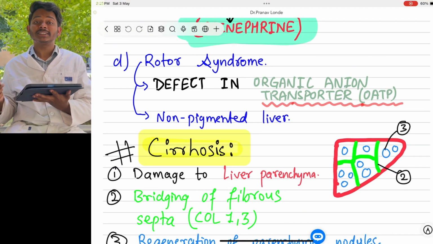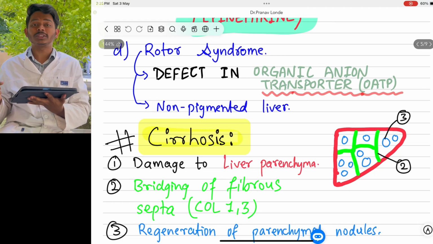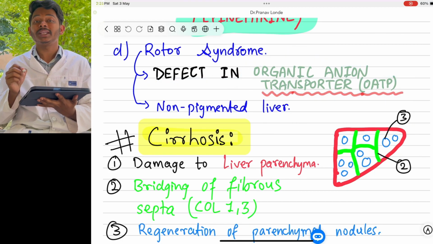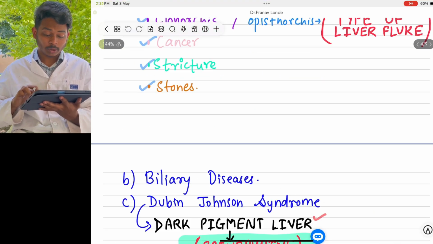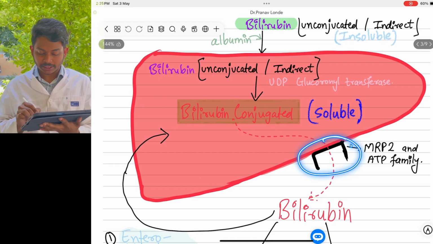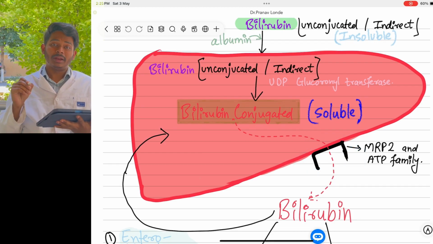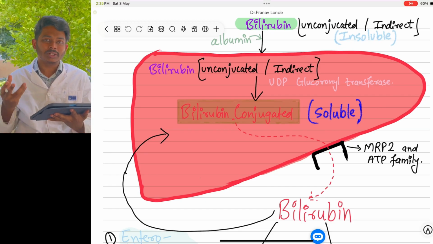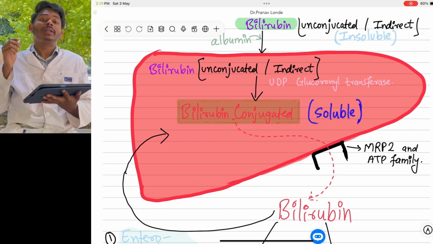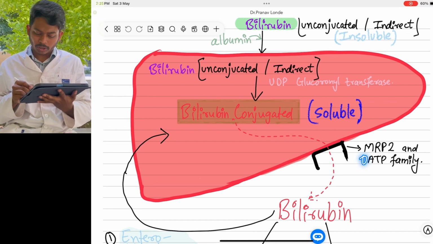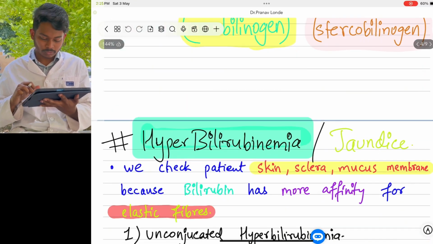So next is Rotor syndrome. What happens in Rotor syndrome is there will be a defect in the organic anion transporter, that is OATP. What is OATP? I told you before. Like there will be a gate, this is the gate. There will be a defect in this gate. That means there will be no opening, that can be obstruction. Because of the defect in this OATP, we can call it the OATP family. It's similar, don't worry about that.